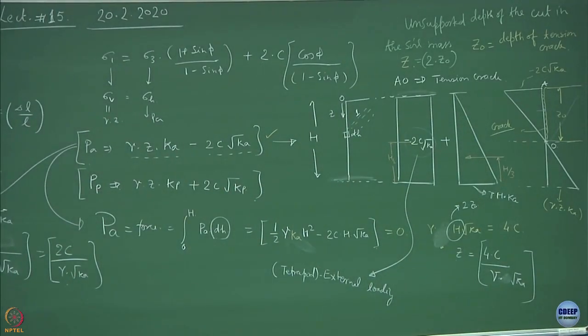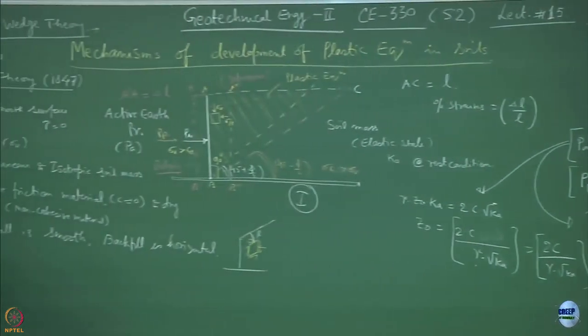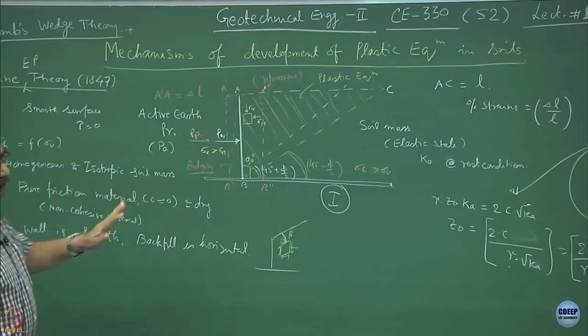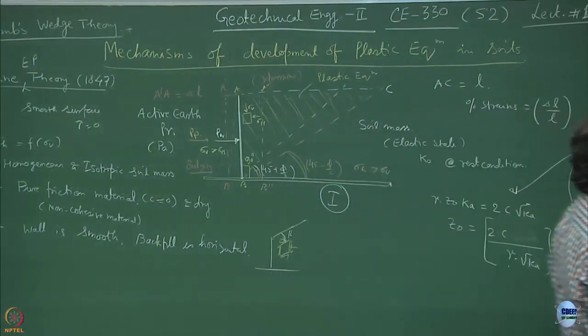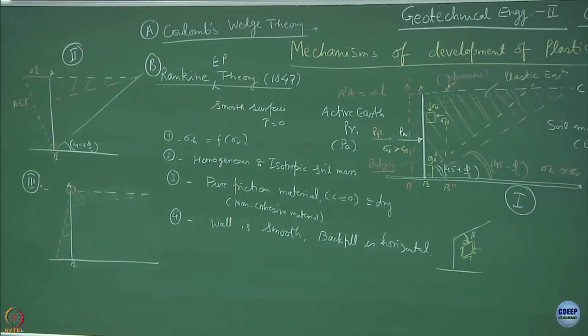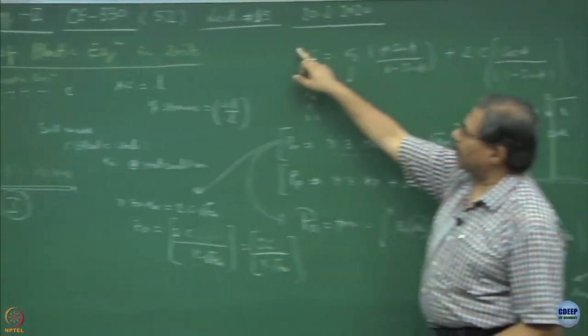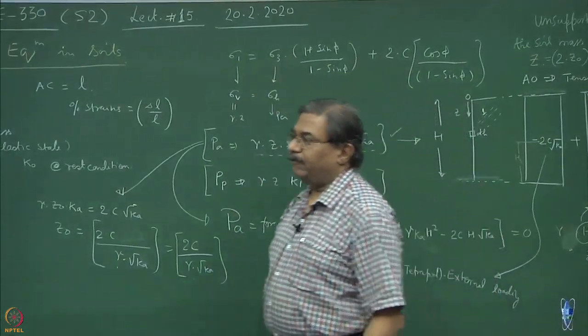Now, I will take simple cases to extend this theory given by Rankine and try to analyze some situations which are very, very prevalent in geomechanics. Hope this part is clear. So, what you should be careful about is the transformation of sigma 1 and sigma 3. How do they interchange? This we have been emphasizing since long.